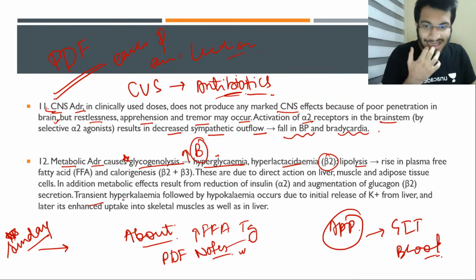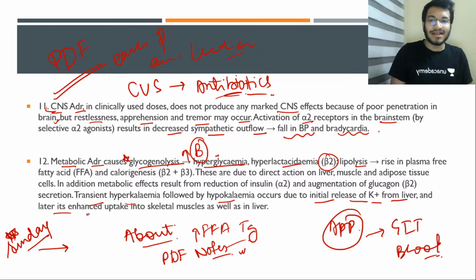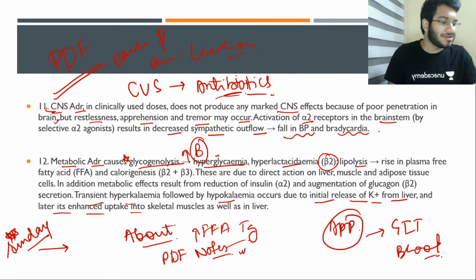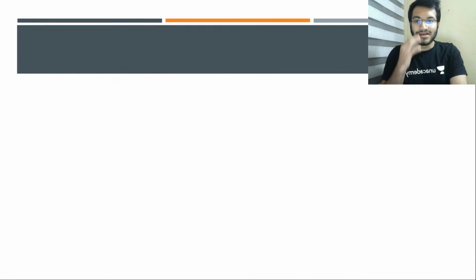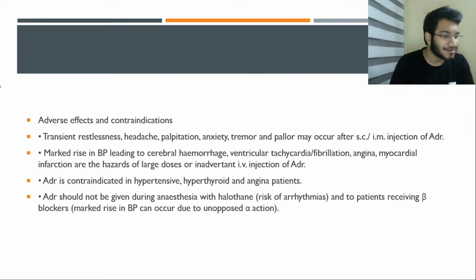So there is transient hyperkalemia followed by hypokalemia that occurs due to the initial rise in K+ from the liver, and later is enhanced uptake into the skeletal muscle as well as in the liver. So I think that we should end this session here. Yes, this is the last slide. So let's read the adverse effects once, then we will be ending this session here.